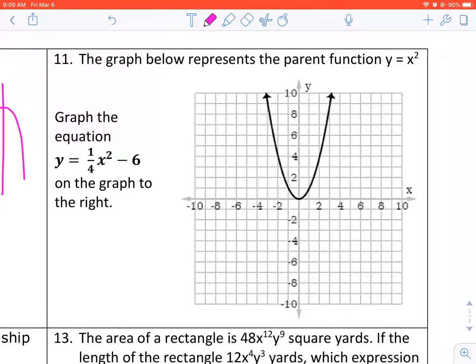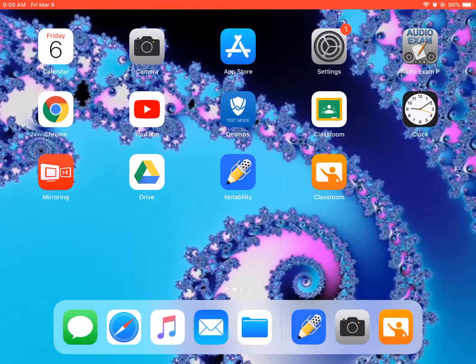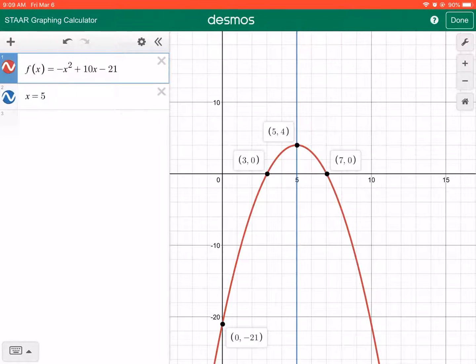Question number 11. The graph below represents the parent function, y equals x squared. Graph the equation, y equals 1/4 x squared minus 6 on the graph to the right. So what we're going to do is go find some good dots, and to find those good dots, we're going to ask Desmos for help. So let's go to Desmos and type in our equation.